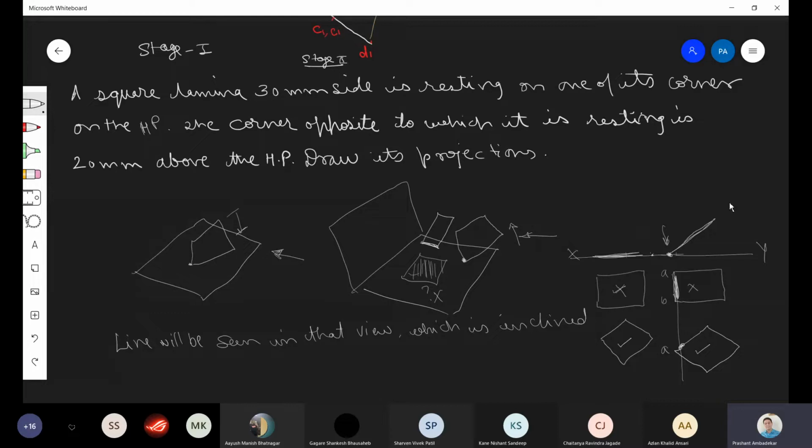Now since it is inclined to the HP, we will draw it parallel to the HP first. So how will we draw it parallel to the HP? If it is resting here, what will you see in the front view? A line. And where will you see this square? From the top. You will see the square in the top view. If I erase this, this is how we will see it.